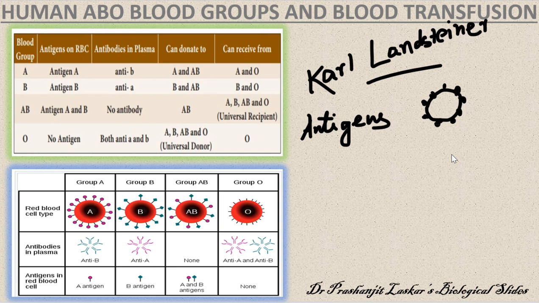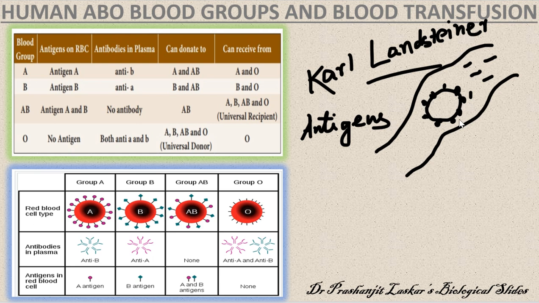And gamma globulin proteins are in the blood plasma. This is the RBC inside the blood vessel, flowing through the blood with other components, and this is the blood plasma. The globulin proteins present in this plasma are known as antibodies. So antigens are located on the RBC surface, and antibodies, also called agglutinins, are located in the blood plasma.